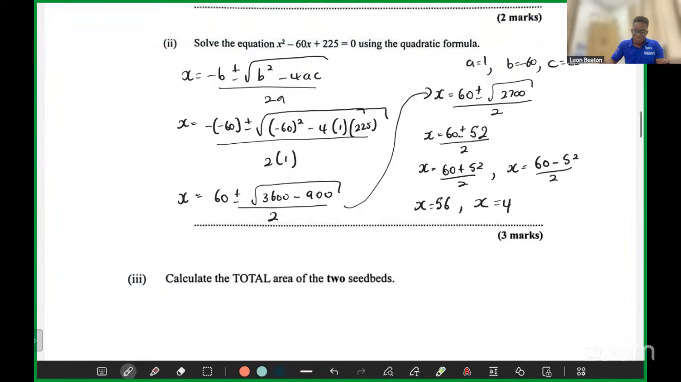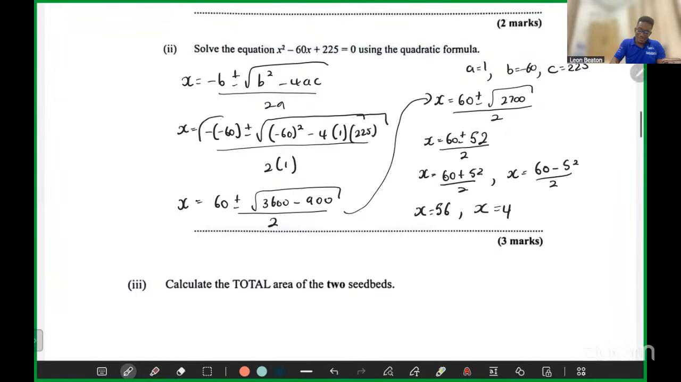Explain how 60 became positive. All right, so remember, it's negative b, and b is equal to negative 60. It's negative times negative 60. So the two negatives will turn into a positive. That's where you end up with positive 60.